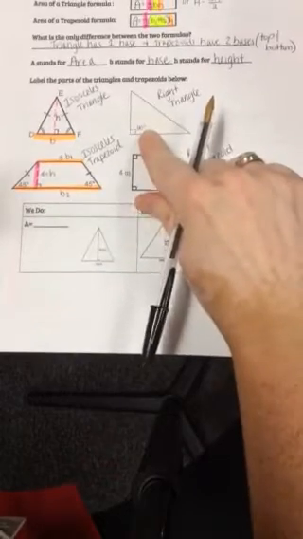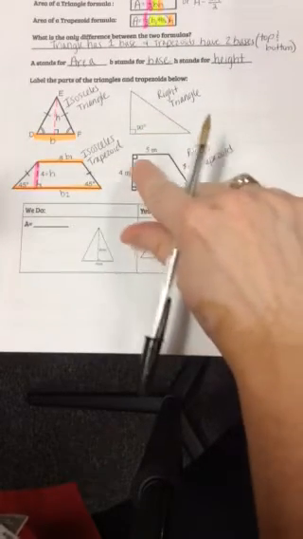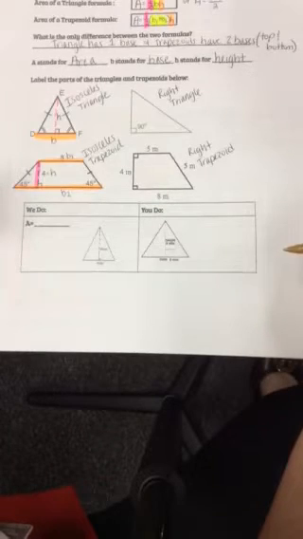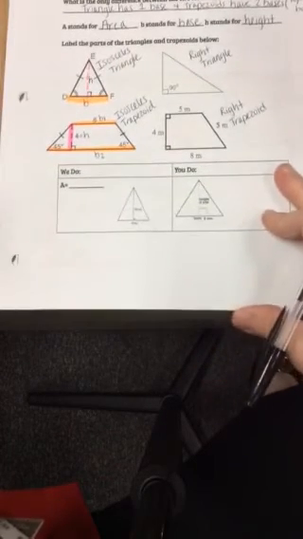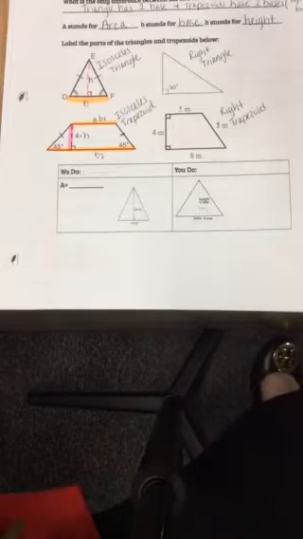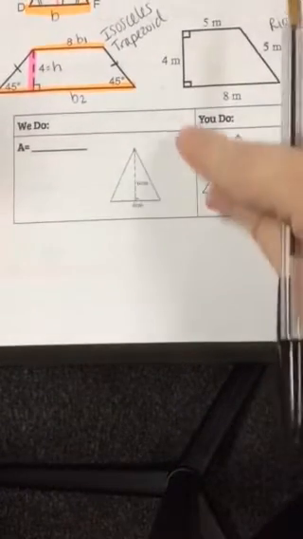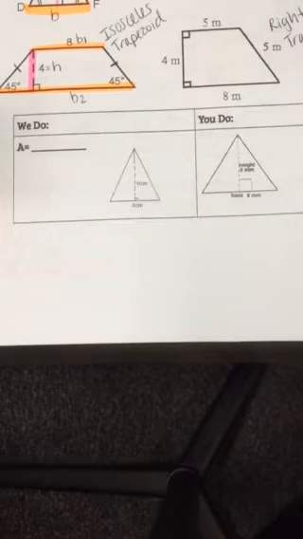So this is a right triangle and this is a right trapezoid because this one has a second base up here. So you can highlight those and label those. Let's try two examples together and then you're going to finish the notes on your own. We're going to try this one that says we do, and then you're going to try that one.